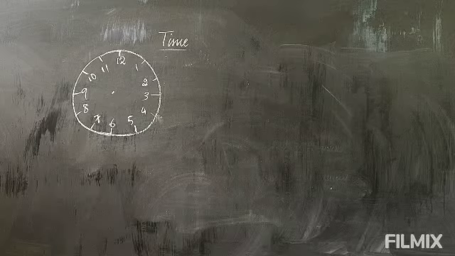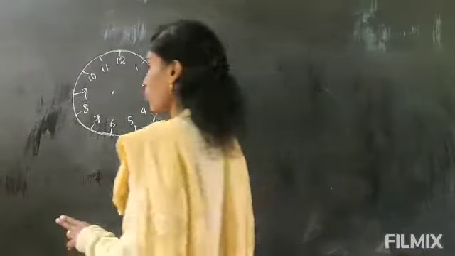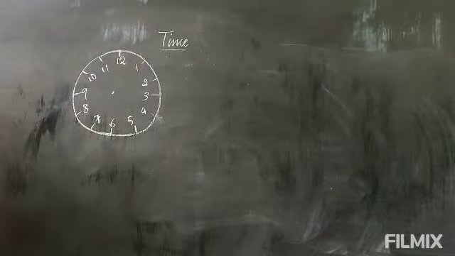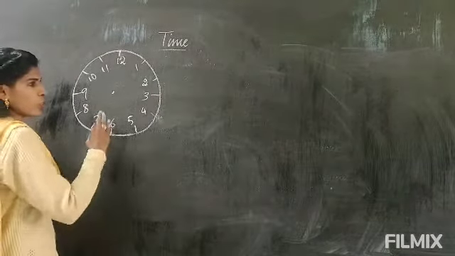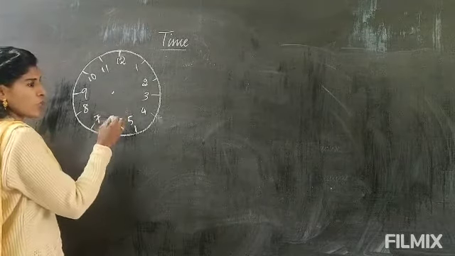Okay. Let's see how to read the clock. There are two ways we can write the clock. One is in words. One is in the exact minutes. How to write? Let's see. First you must know in which number the minute hand is there. What is the minute? You must know.